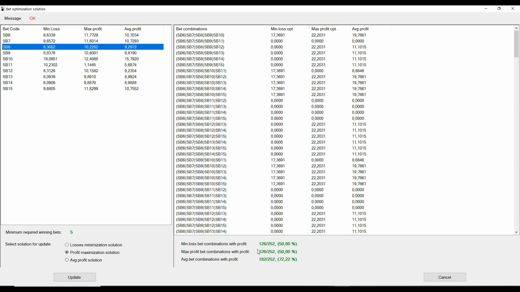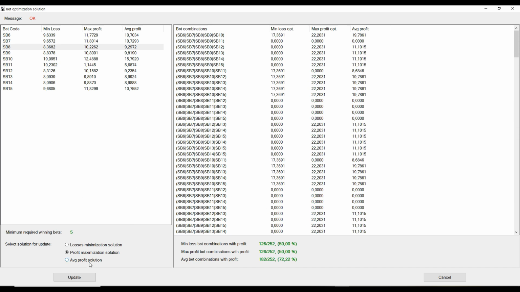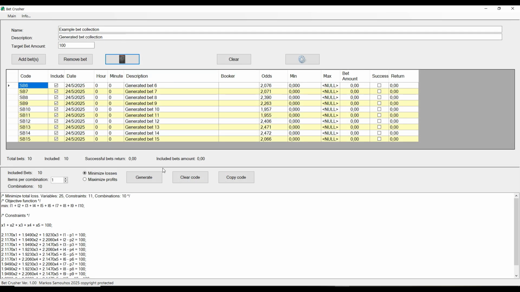You see now that if we apply the minimization of loss solution, then we can profit in 50% of those combinations. If we apply the maximization of profit solution, still 50%. But if we apply the average solution, then we can have a profit in 72% of those combinations. And that's it.